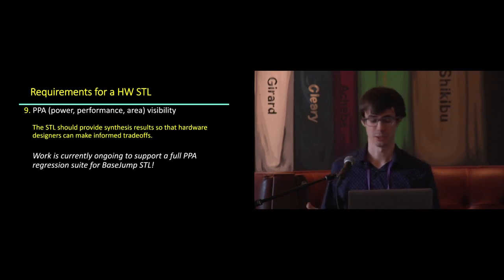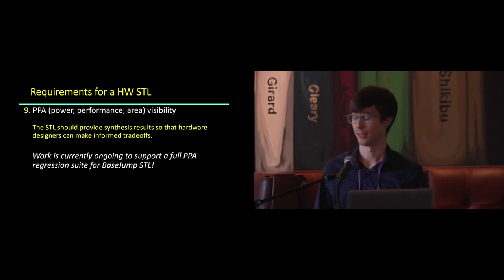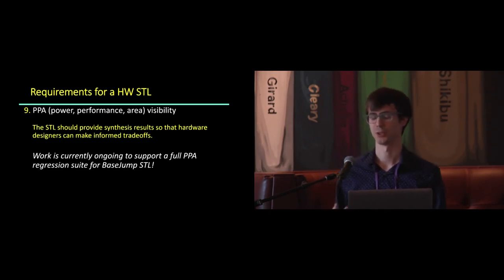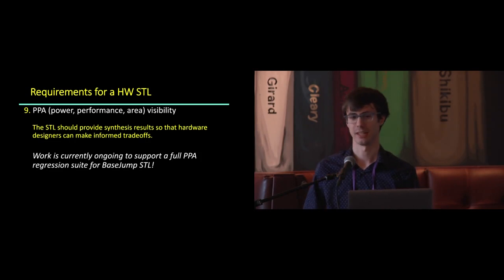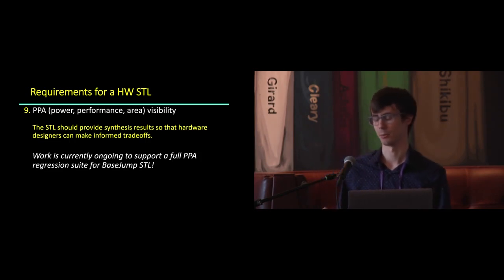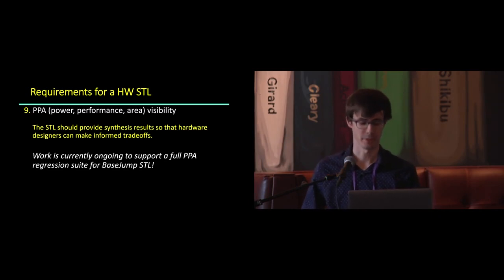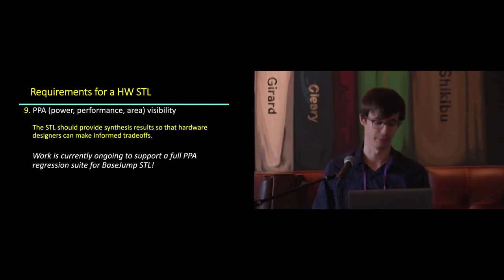And there's work in progress to support a full PPA regression so that BaseJump users can see the actual power, performance, and area of all the components, and make informed trade-offs as to the architectural implications of using one FIFO versus another. And then also for a community perspective, so that pull requests can be automatically run against this and see exactly how these perform comparably to other implementations in BaseJump.